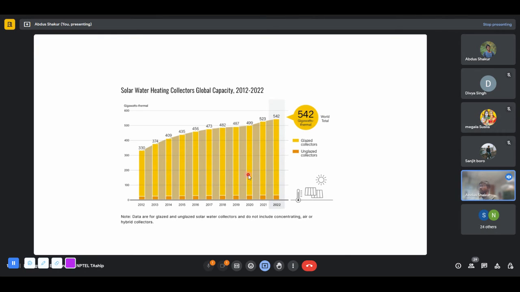And similarly, if you look at solar water heating capacity, it has increased from 330 gigawatts to 542 gigawatts, but it's not as drastic an increase as we have seen for the generation of electricity. So yeah, there has been an increase, but comparatively a little less.